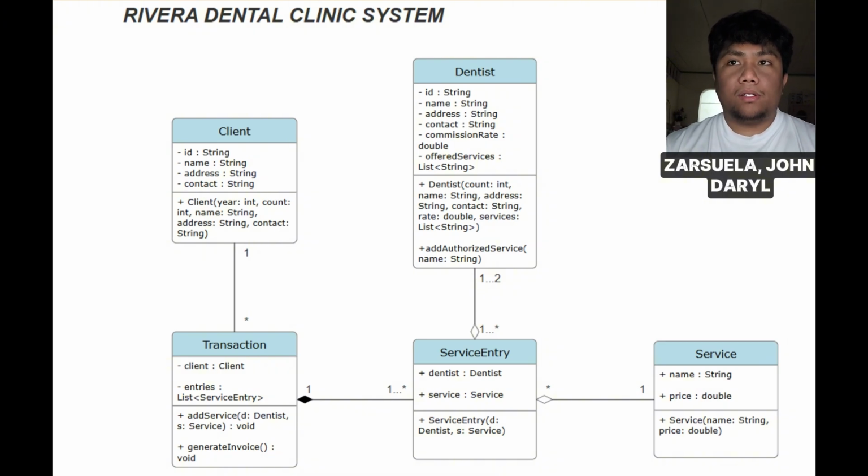To meet the professional Java standards, all core data, ID, name, contact, is stored as attributes within the client and dentist boxes. Our client constructor specifically handles the year format and reset logic, ensuring that the first patient of every year starts at 0001, satisfying the primary project requirement for organized yearly record keeping.